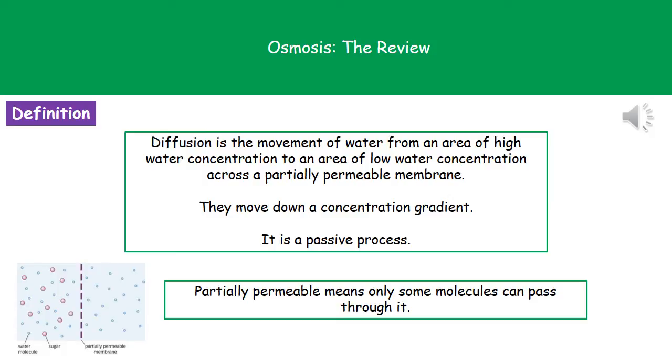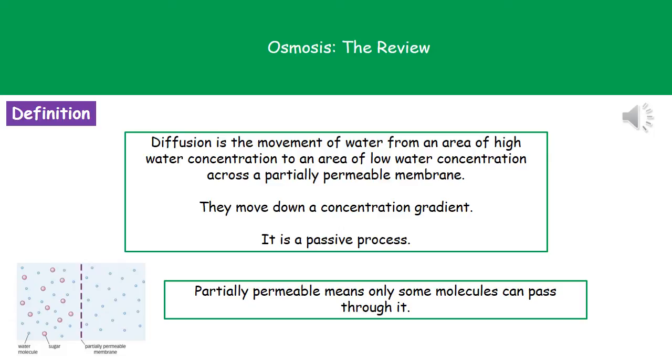So what we've already looked at is the idea of diffusion, and osmosis is very similar, just a little bit more specialised. Whenever we're talking about osmosis, the definition we've got to remember is that osmosis is the movement of water from an area of high water concentration to an area of low water concentration across a partially permeable membrane. Normally you'll get 2 marks for that: one for moving from an area of high water concentration to an area of low water concentration, and the second mark is for the partially permeable membrane.